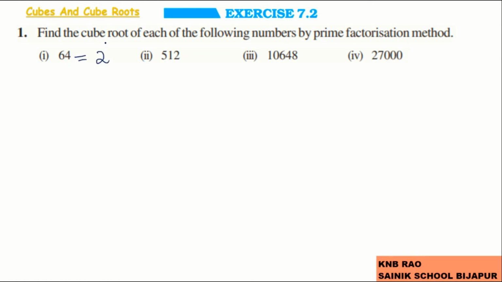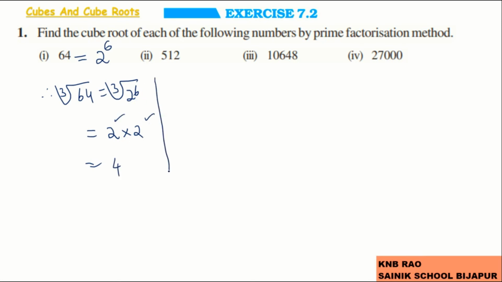This is 2 power 6. If you find properly, you will get 2 power 6. Therefore, the cube root of 64, which is the cube root of 2 power 6, gives 2 into 2, because 2 power 6 is 2 cube into 2 cube. For each triplet, one 2 will come out, and the cube root of 64 is 4.